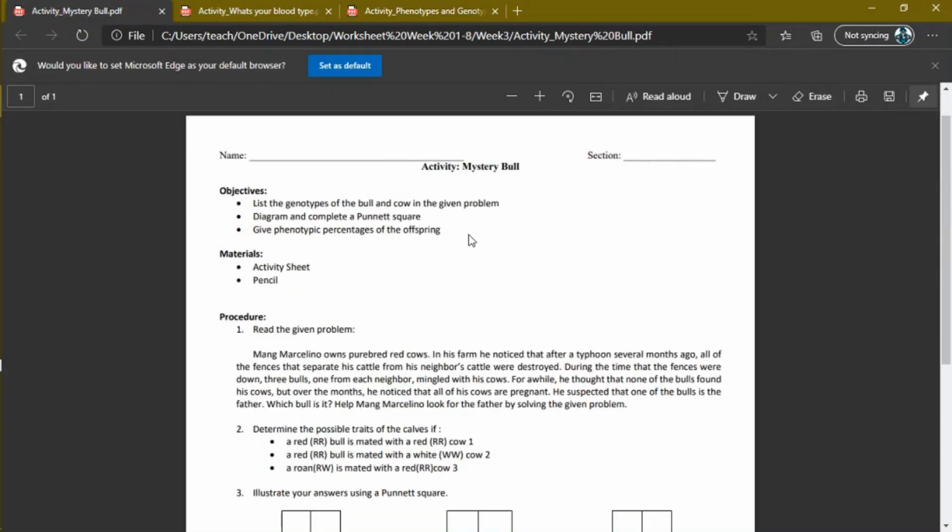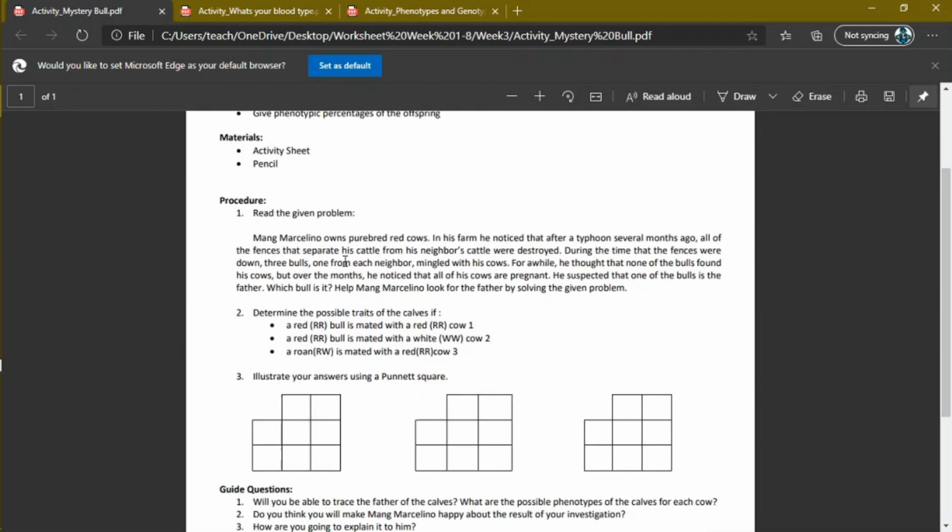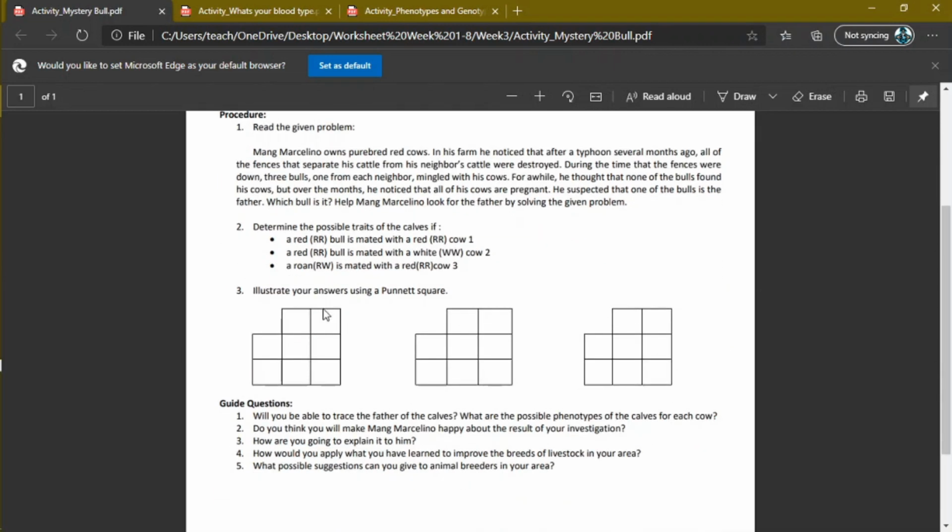So before answering this worksheet, read the problem first, then answer the Punnett square. For the first Punnett square, you are going to cross this one. For Punnett square 2, you are going to use this one. And for the last Punnett square, you are going to use this one. After answering the Punnett squares and showing the possible outcomes, you are going to answer the 5 guide questions.